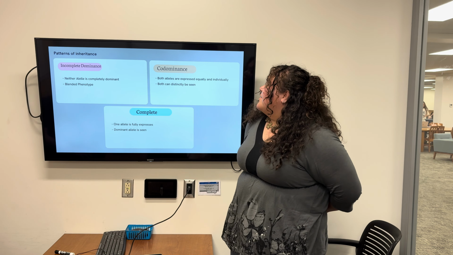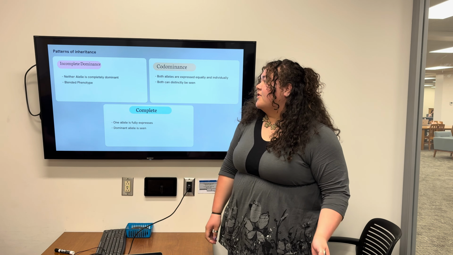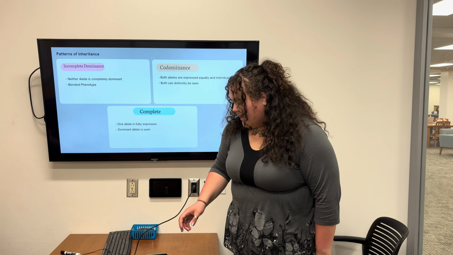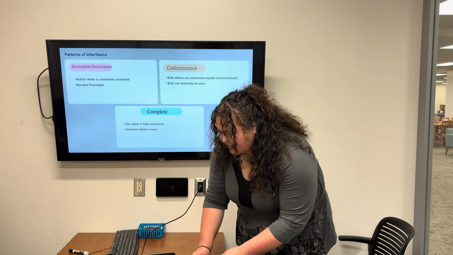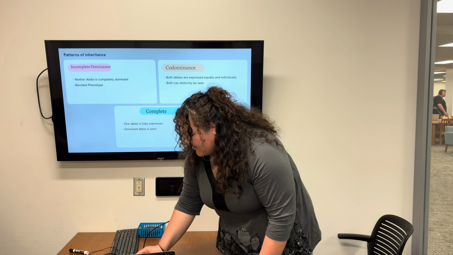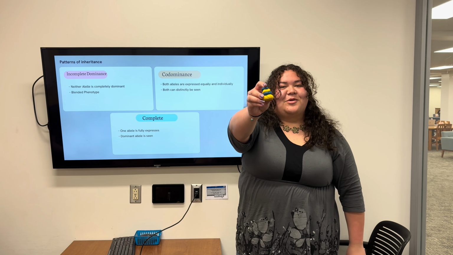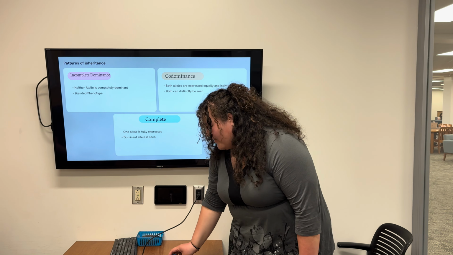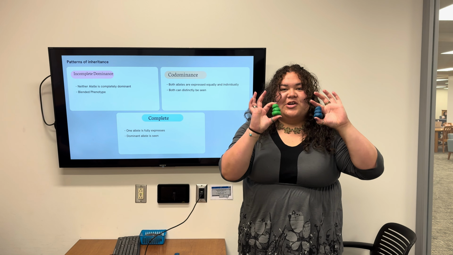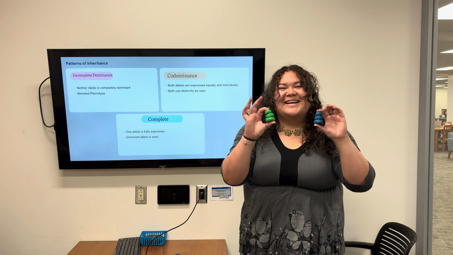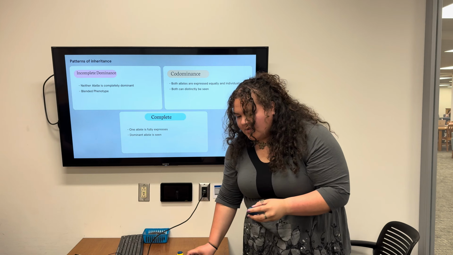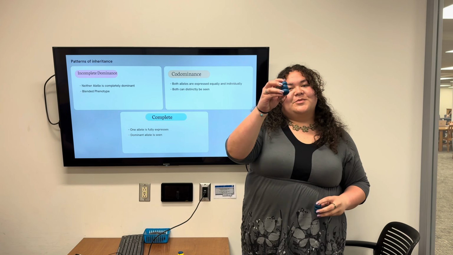And then another example that we have is codominance, where both alleles are expressed equally and individually, and both can be distinctly seen. Same example, we have the two parents, and they have a child, but this is codominance. So their child is both colors distinctly seen. And then we have complete dominance, where let's use a father snowman and a mother snowman, which is green, and blue is dominant. And so they will have a child who is blue.